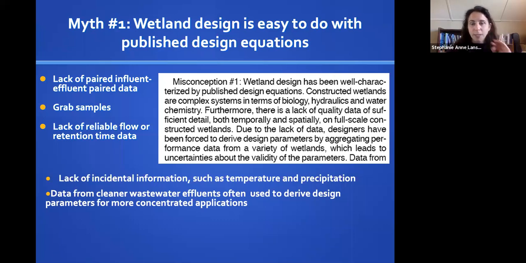So again, the misconception is that wetland design has been really well characterized by published design equations, but in reality, they're complex systems in terms of biology, hydraulics, and water chemistry. And there's a lack of quality data of sufficient detail, both temporally and spatially, on full-scale constructed wetlands. Due to this lack of data, we've been forced to derive design parameters by aggregating performance data from a variety of wetlands, which can lead to uncertainty about the validity of these parameters.